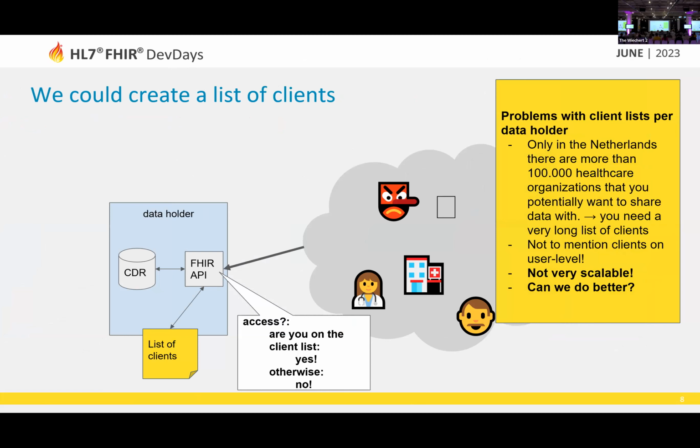If we look at the Netherlands, there's 100,000 healthcare organizations. So you need a pretty long client list if you want to use this strategy to secure your FHIR API. Not to mention that you might also want to give access based not only on the organization that sends a request, but the person behind the keyboard. And then that number of clients will exponentially grow as well. So this is not really a scalable strategy.